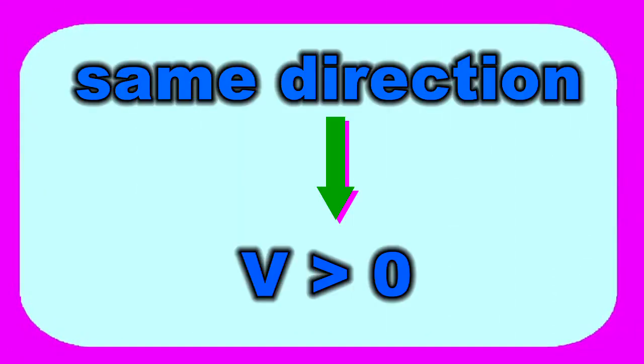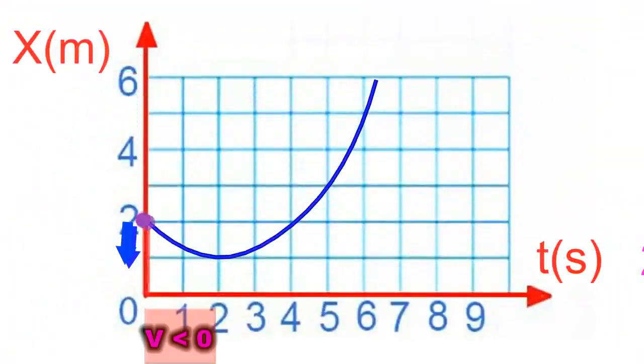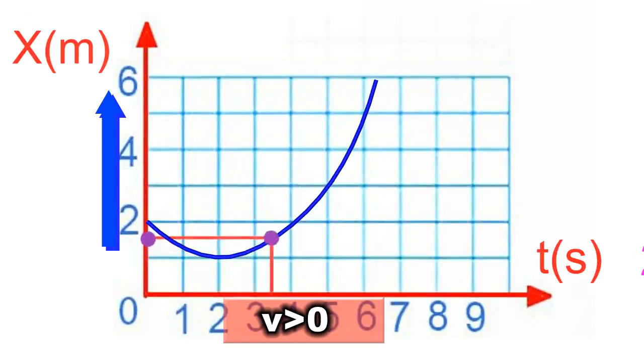Tip. When an object moves in the direction of the position axis, its velocity is positive. And when an object moves in the opposite direction of the position axis, its velocity is negative. Pay attention to this part. In this motion at first the velocity of the object is negative, because it moves in the opposite direction of the position axis. That is, from moment 0 to moment 2, the velocity of the object is negative, and from moment 2 onwards, the velocity of the object becomes positive, because the object moves in the direction of the position axis.